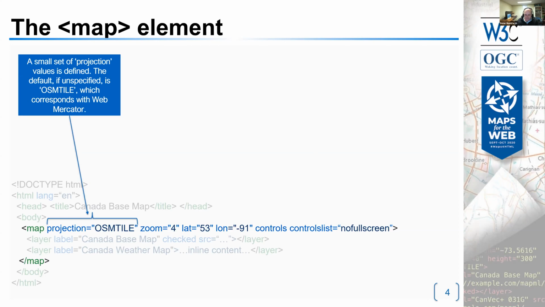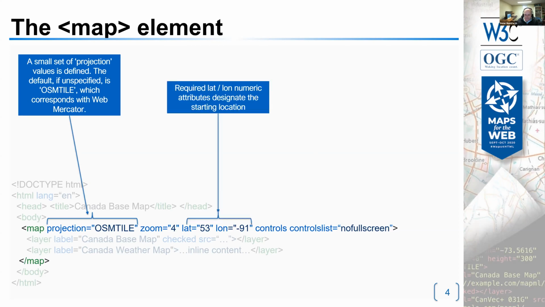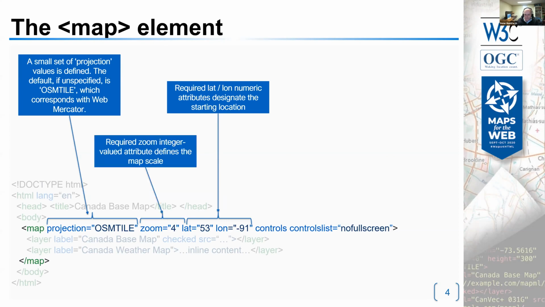Web maps all define their starting conditions, typically via a lat-long coordinate pair representing the center of the map. So the map element has required lat-long attributes describing its starting center point. On the web, as in real life, maps have scale. So the map element has a required zoom attribute which defines the starting scale.